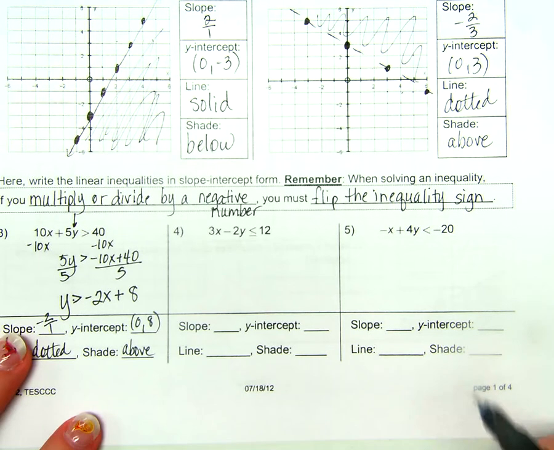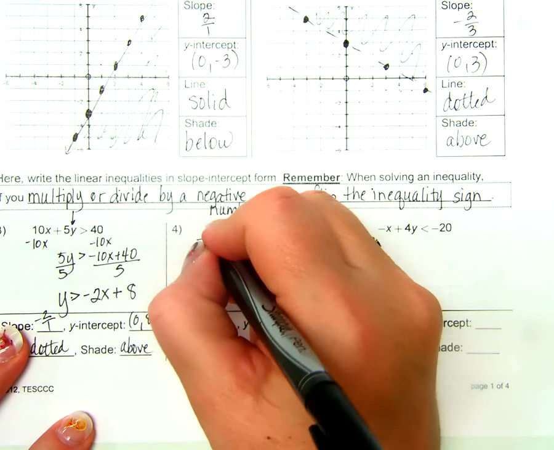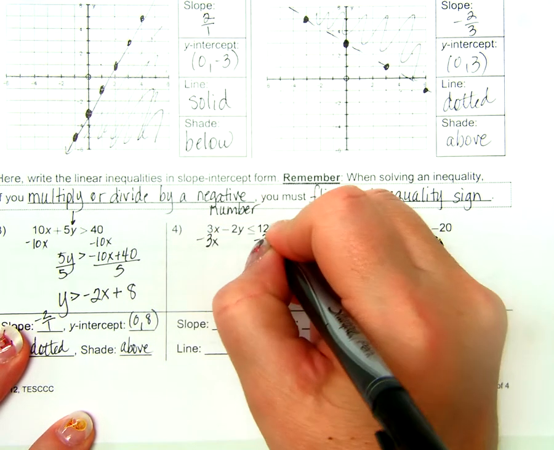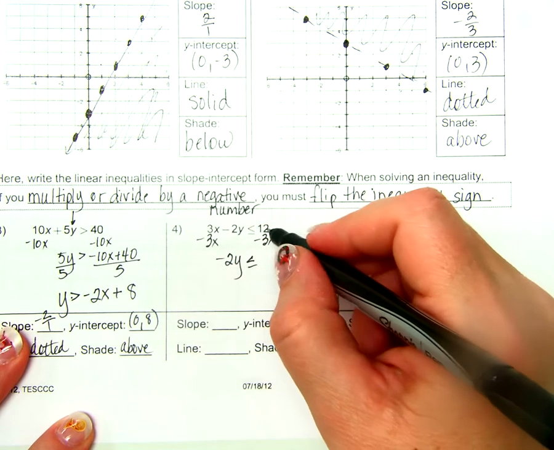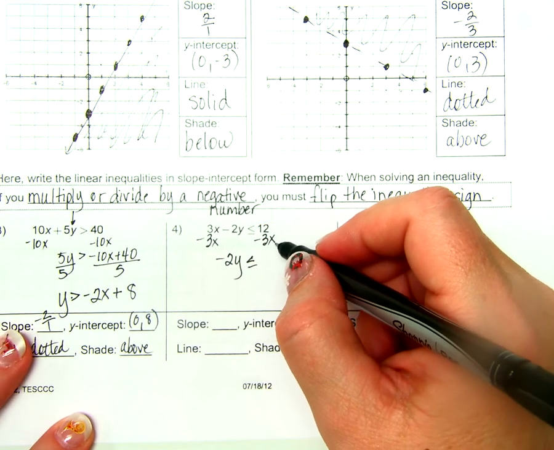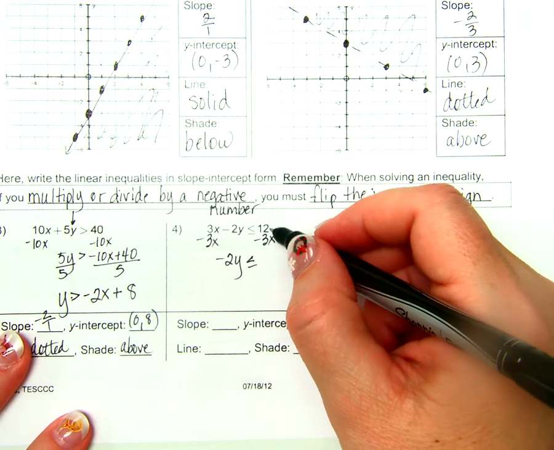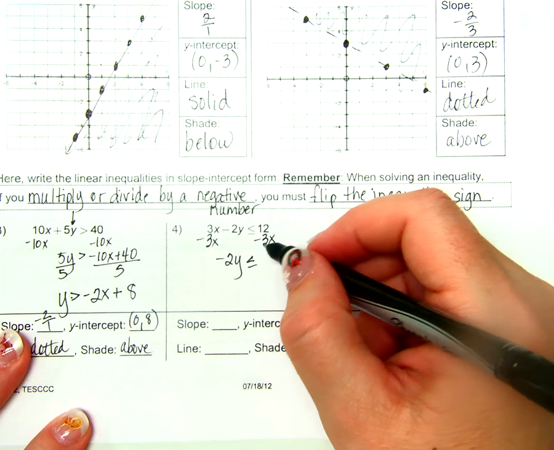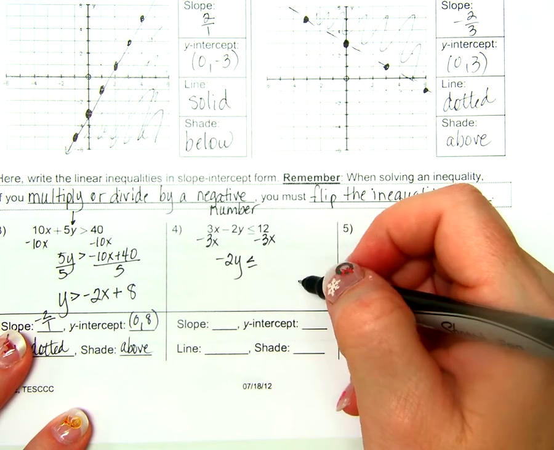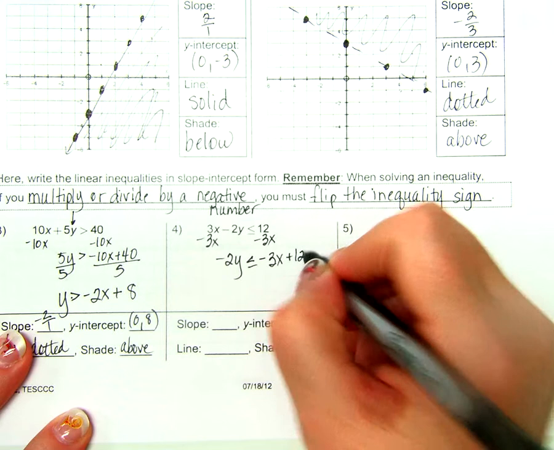What about number 4? Subtract 3x from both sides. Negative 2y is less than or equal to, can I say this is 9x? Tell me why. Only one of them has an x. They are not like terms, right? This 12 would have to have an x, or the x of the negative 3 would have to be gone. Okay, so this is just negative 3x plus 12.